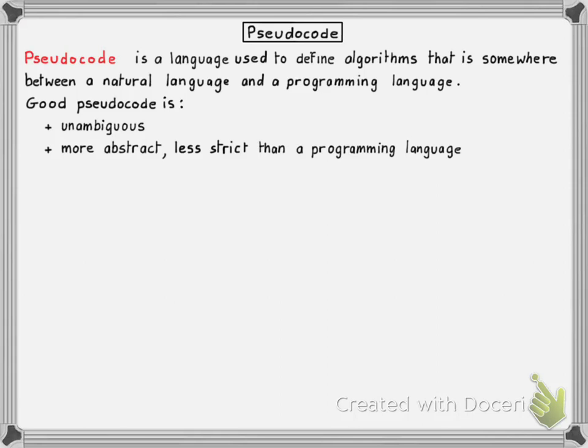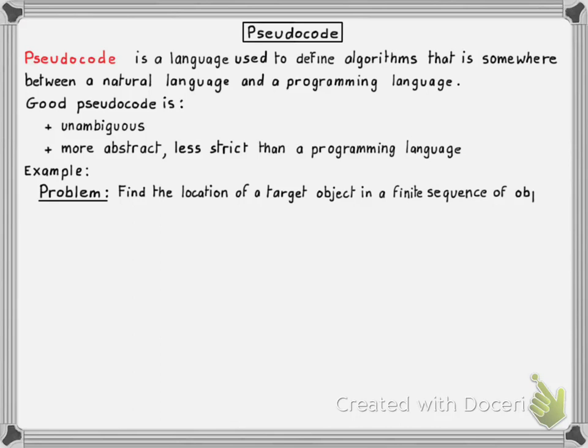So to illustrate the pseudocode we're going to use in this class, let's go back to our example problem that said, find the location of a target object in a finite sequence of objects. That's the general problem that we came up with in the first segment. Now notice there's one slight difference between the statement of the problem here and the earlier one. We inserted the word finite. We want to make sure that the input to the algorithm is finite. Otherwise, it's going to be hard to guarantee that the algorithm terminates on every single instance in a finite amount of time.